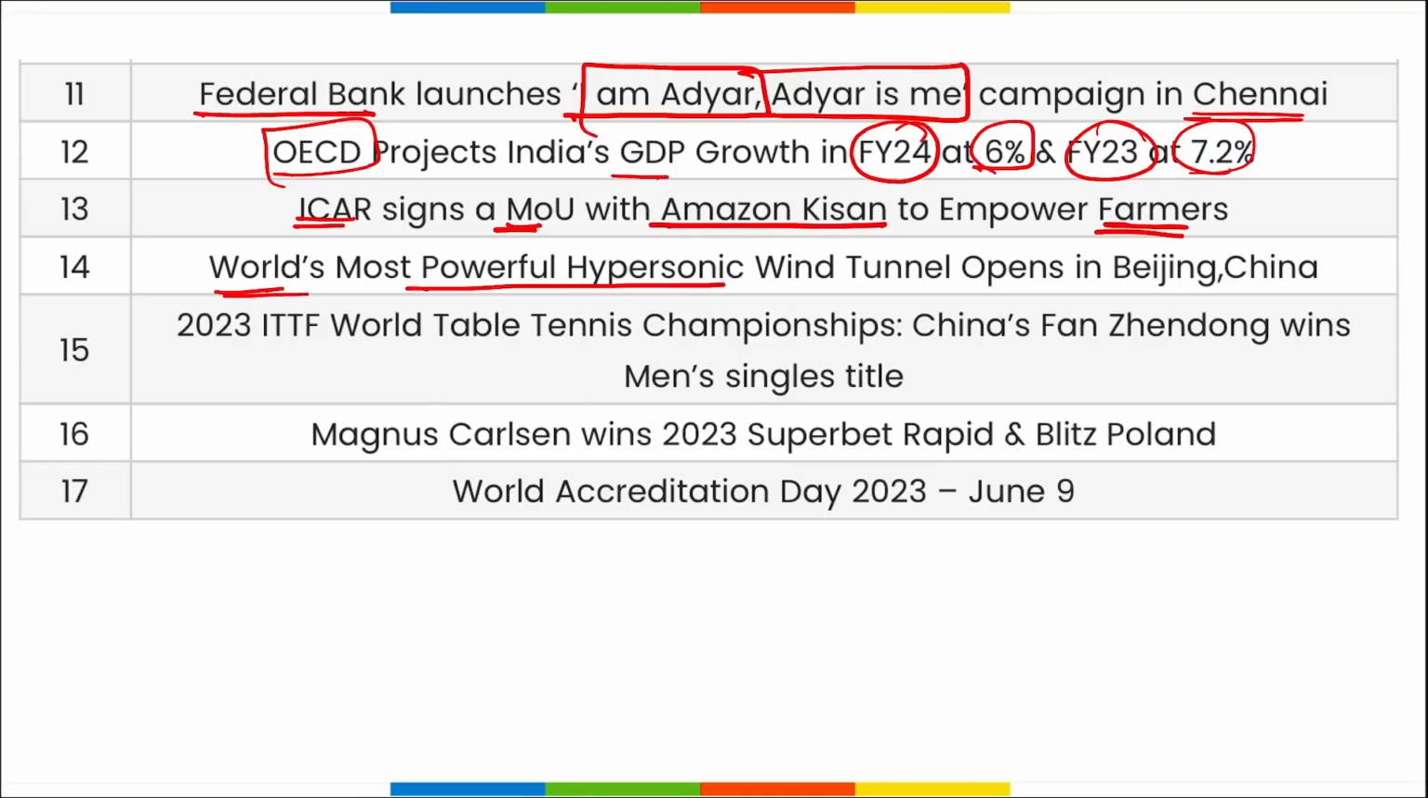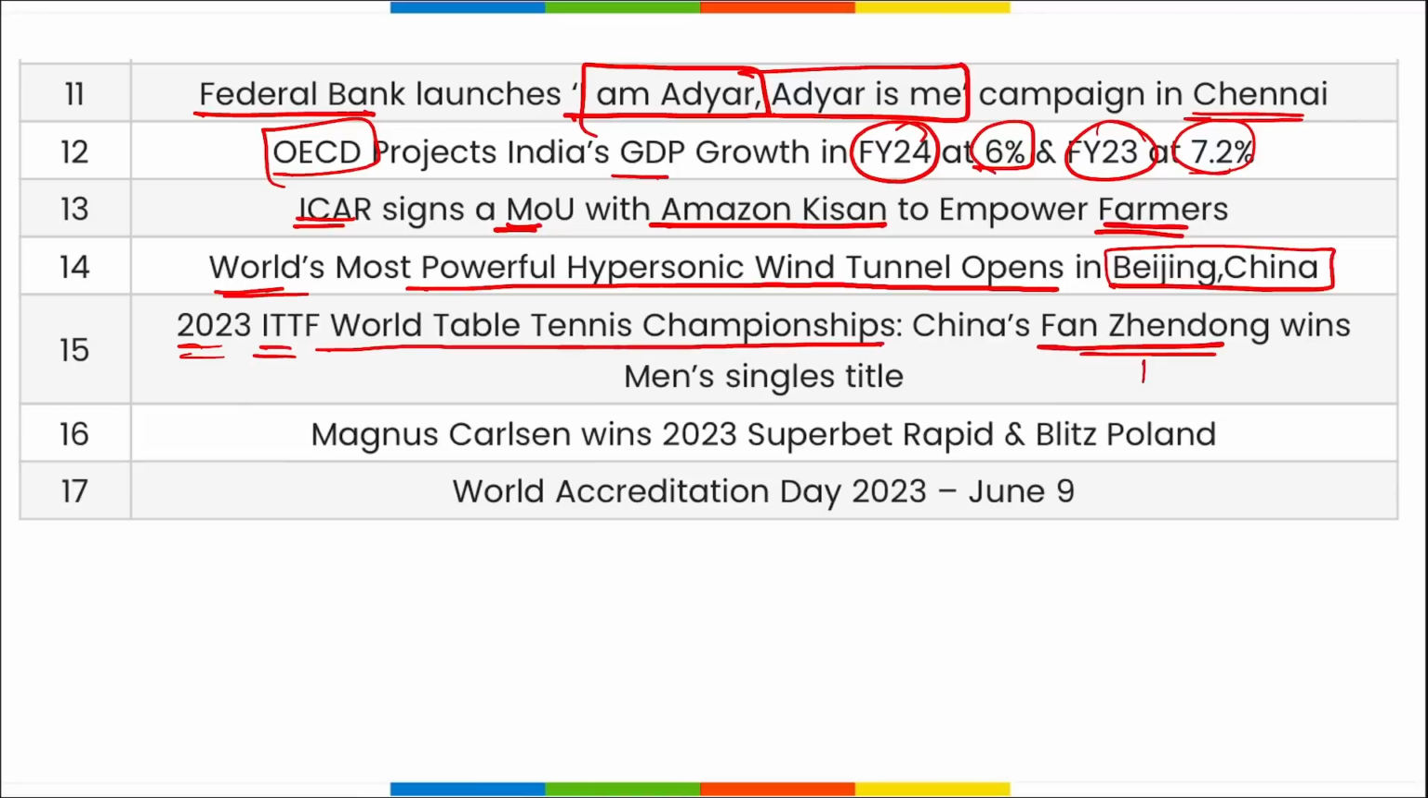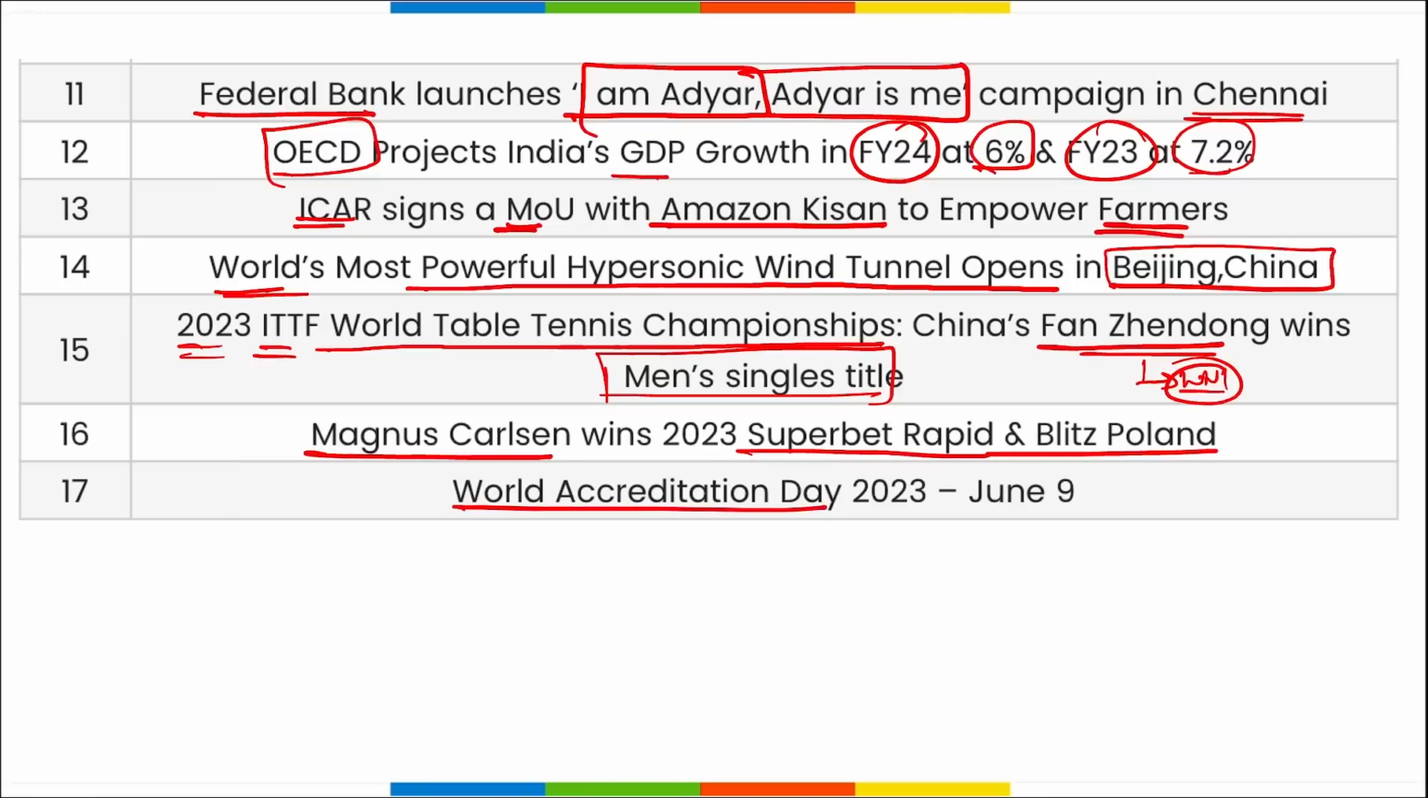World's most powerful hypersonic wind tunnel opens in Chennai that can withstand a speed of 30 Mach. 2023 ITTF World Table Tennis Championship was held, and China's Fan Zhendong, who's the world's number 1 table tennis player, won the men's singles title. Then Magnus Carlsen has won the Superbet Rapid and Blitz Poland. World Accreditation Day is observed on 29th of June.